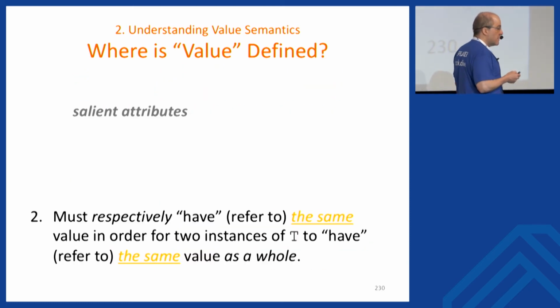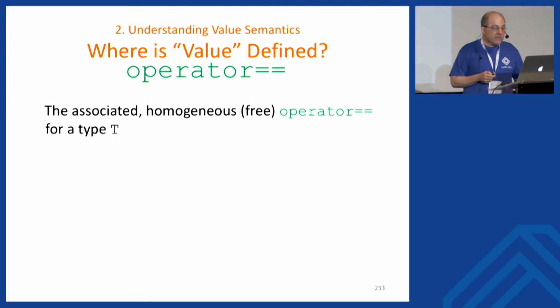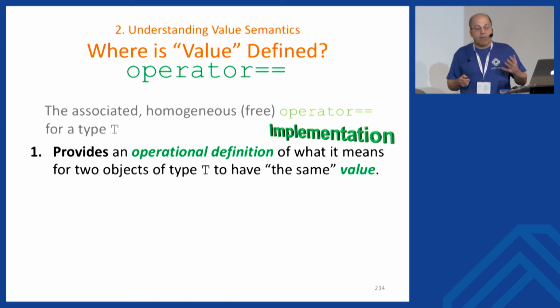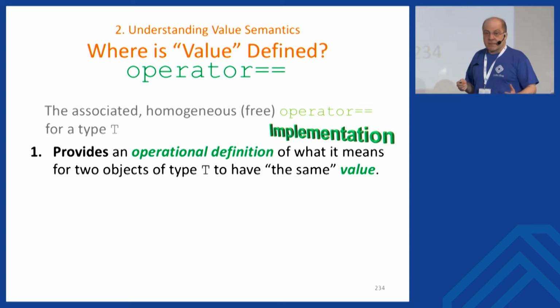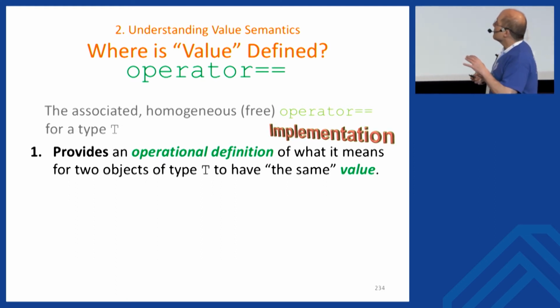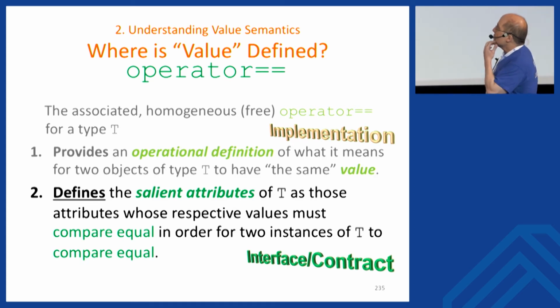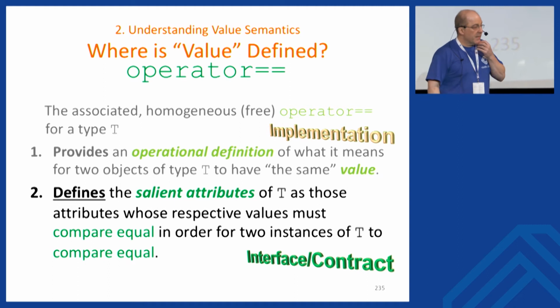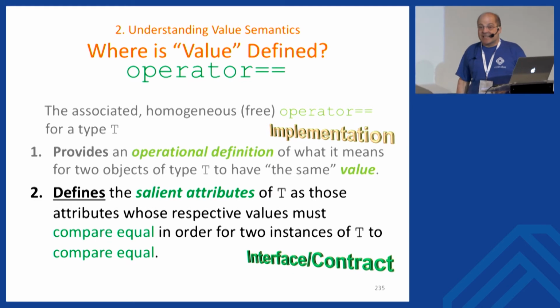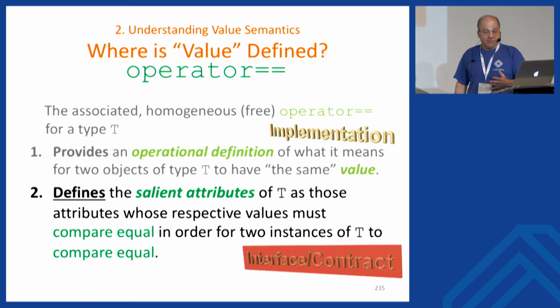What about compare equal? Can that help us? So the associated homogeneous free operator equal for a type provides an operational definition of sameness. You can look at the code and you can know the answer. And then you can look at the documentation for that function and it will tell you the specification. So the specification for operator double equals is the operational definition in words of value. Okay? This is where you look when you want to know what value means in a value type.